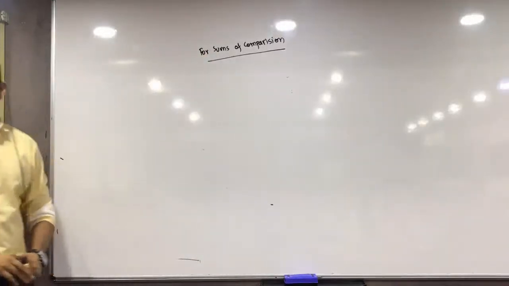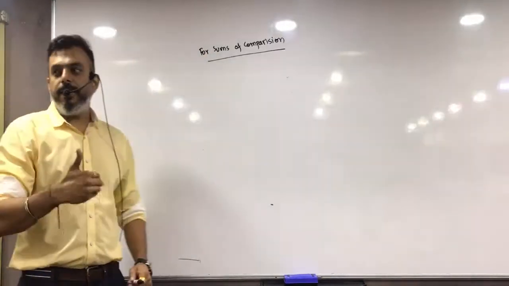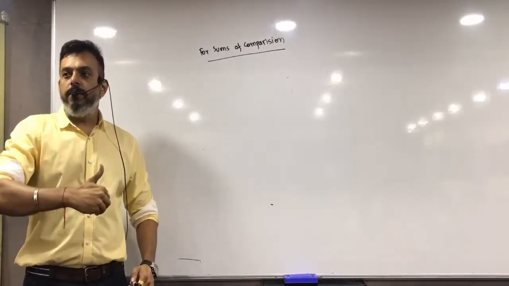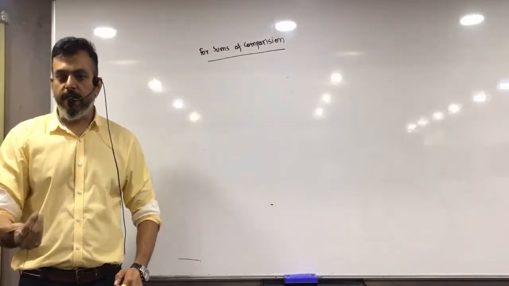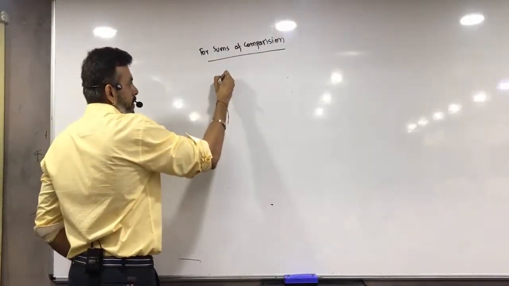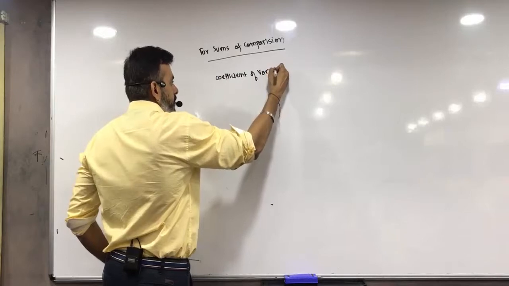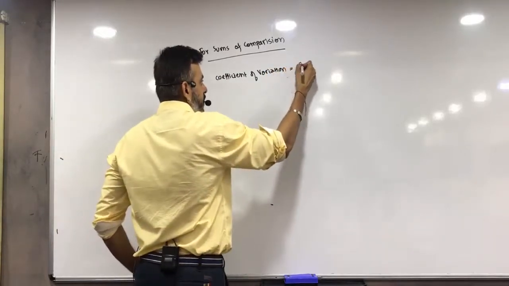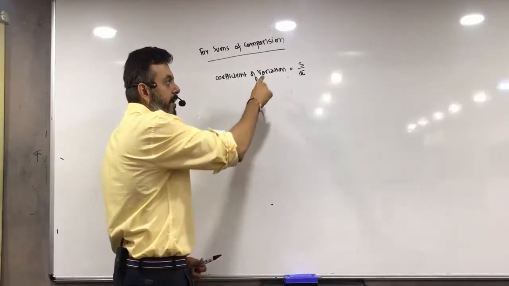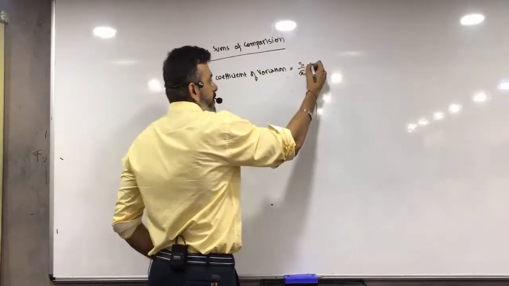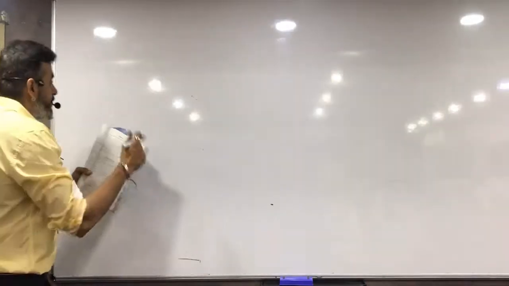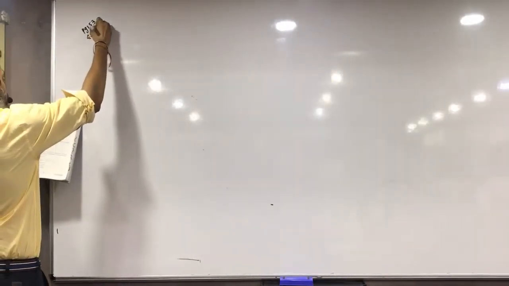For sums of comparison, where two sets of data are given and you have to compare and find which is better, who is more consistent, or who is more dispersed, या जिसका deviation ज़्यादा है. ऐसे जब sums है where you have to compare two sets of data, we use the formula coefficient of variation. Coefficient of variation is S upon X bar. ये कौन सा formula था S upon X bar? Coefficient of standard deviation. But when it is variation, it is into 100. That's it.